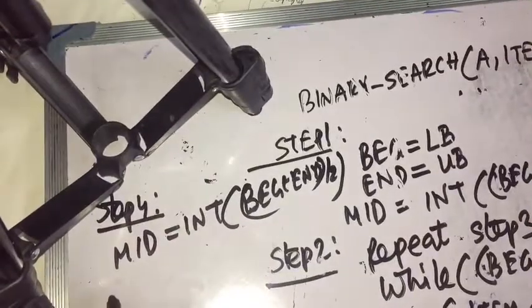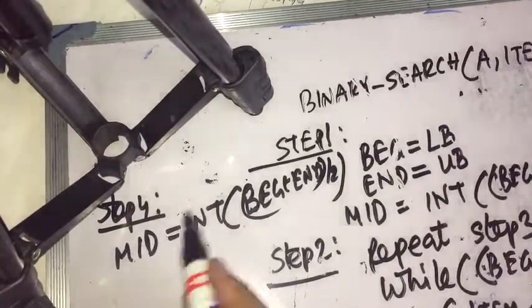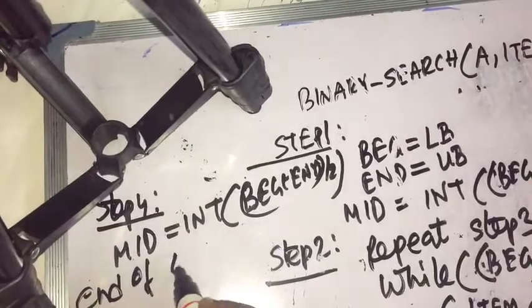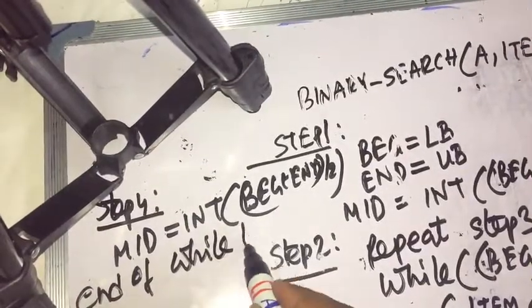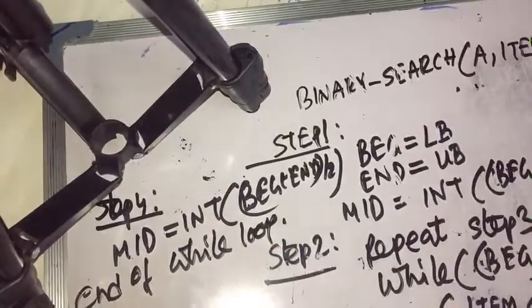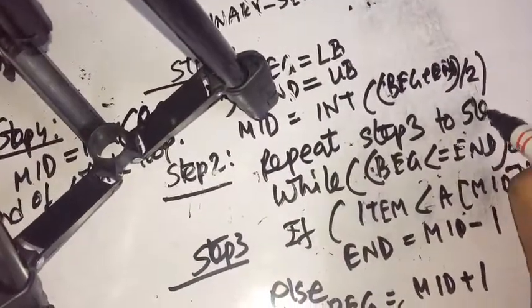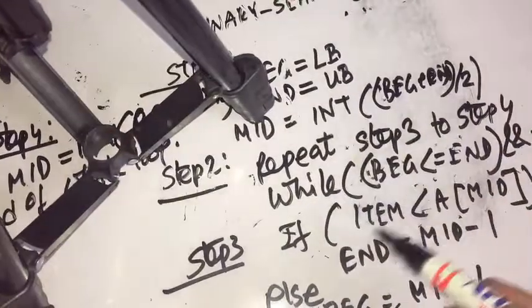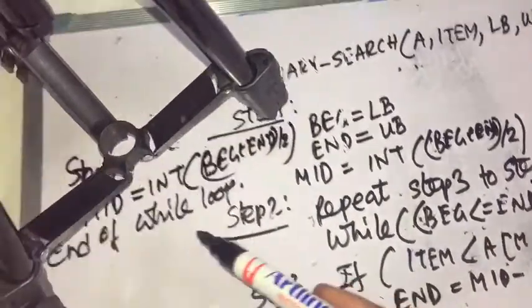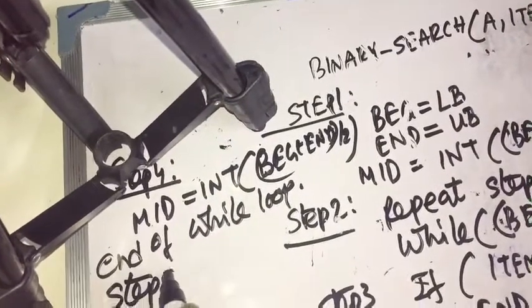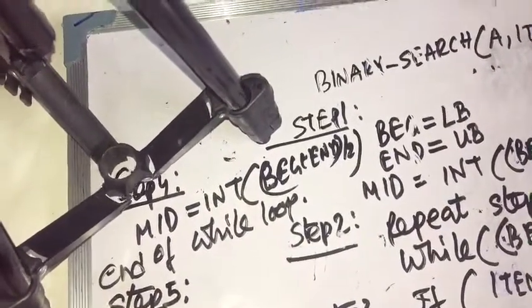Next, this is the end of the checking. That's step 4. This is the end of the while loop. After step 4 is the end of the while loop, so repeat step 3 and step 4. After the while loop there is a check whether the search is successful or not.